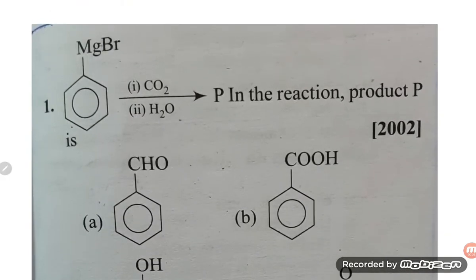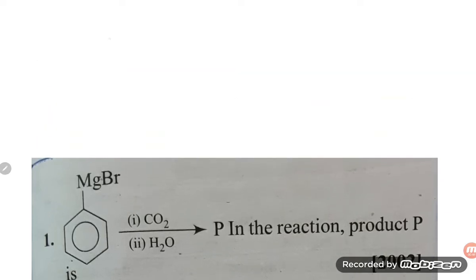The reactant is phenyl magnesium bromide, and you are treating it with carbon dioxide and water. They are asking for the product in the reaction. So, dear students, the first condition is CO2 and the second condition is HOH. Let us have a look at how the reaction proceeds.